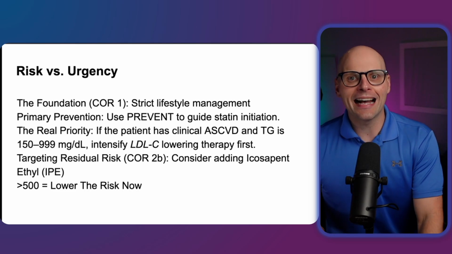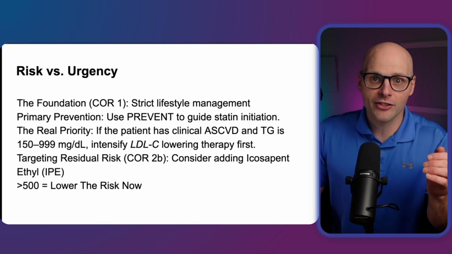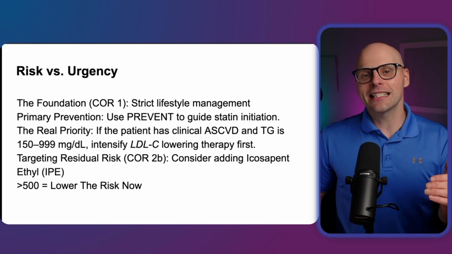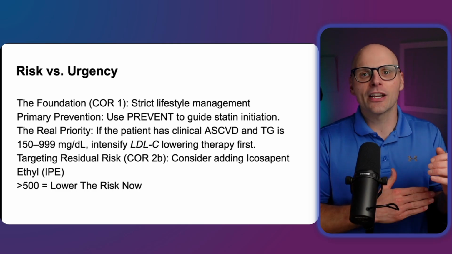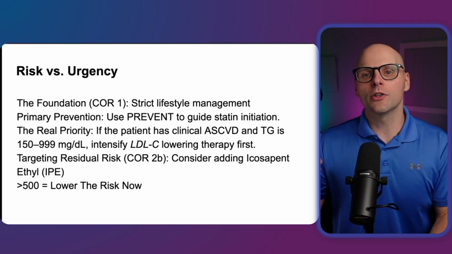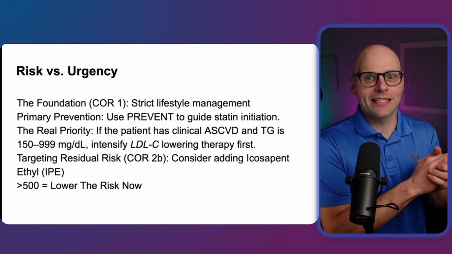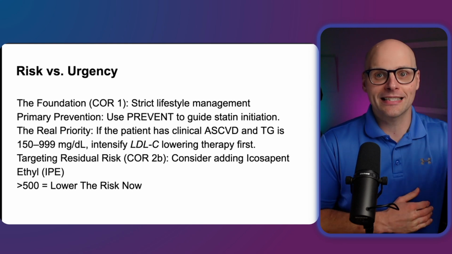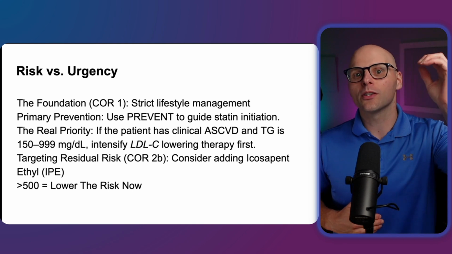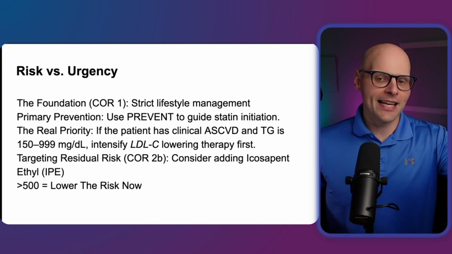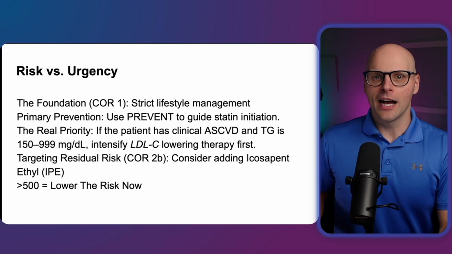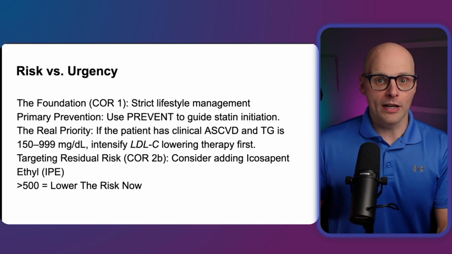If the patient already has, though, clinical ASCVD and their triglycerides are elevated, the guideline explicitly tells us to focus on intensifying their LDL lowering therapy first to address the primary atherogenic driver. So once again, for your patients who have ASCVD or diabetes and are maxed out on a statin, but still have triglycerides at 150 to 499, then they say, okay, let's bring something else in. Let's talk about that icosapent ethyl to lower risk.